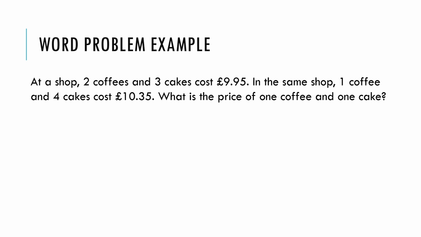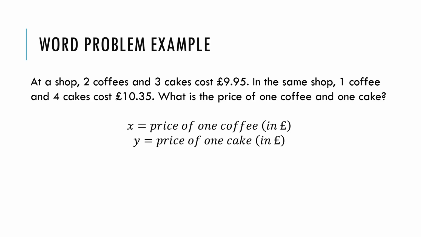You order 2 coffees and 3 cakes, and the bill comes to £9.95. Next time, you just fancy 1 coffee and 4 cakes, and this time you pay £10.35. But wait, how much does each coffee and each cake actually cost? Let's solve this together. Let x be the price of 1 coffee, in pounds, and y be the price of 1 cake, in pounds. We can write 2 equations.